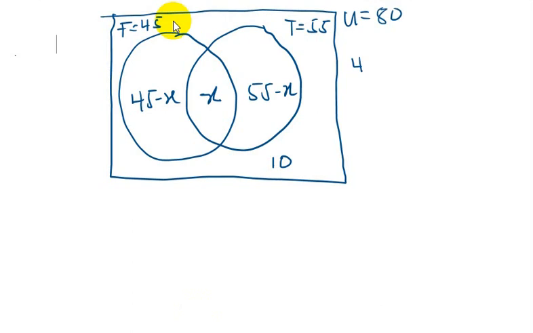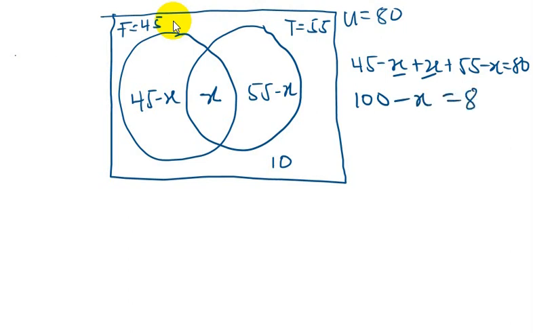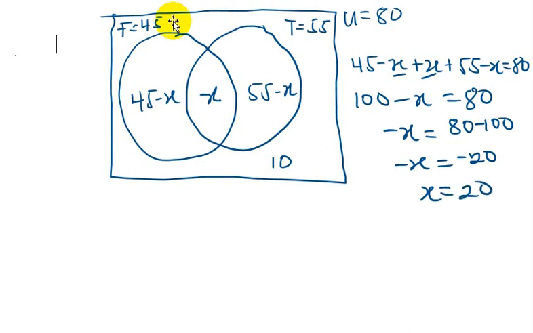So we're going to get 45 minus x plus x plus 55 minus x being equal to 80. Now when we add, we are going to get 100. Now this and this will be 0. Negative x plus x will be 0. So let us have minus x being equal to 80. Then we're going to have minus x being equal to 80 minus 100. So minus x is going to give us minus 20, and our x will be equal to 20. It means that those who play both games, they are 20 in number.